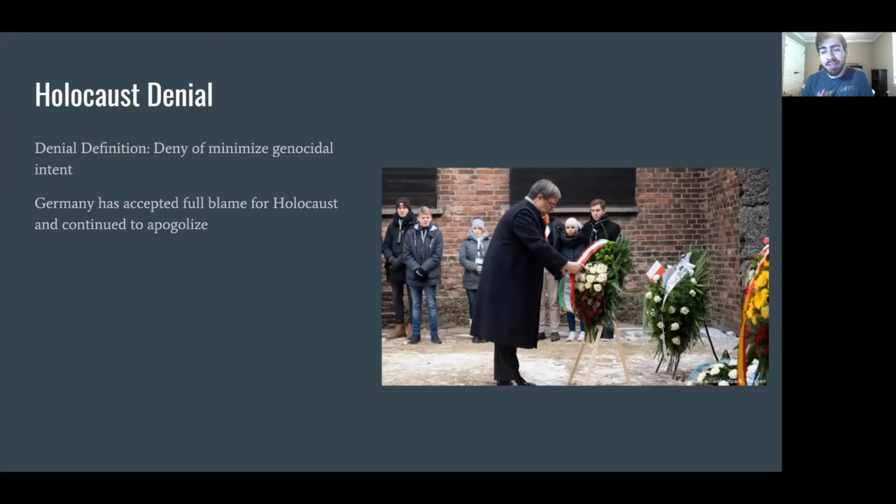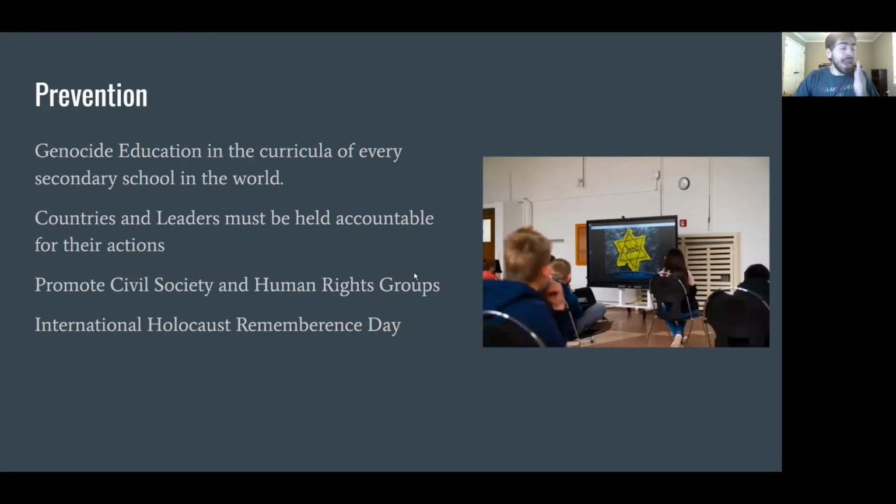Germany has actually done a very good job in dealing with the Holocaust. Contrary to many of the other genocides that have occurred in history, they've accepted full blame for the Holocaust, they continue to apologize, and they've set up an International Holocaust Memorial Day. However, it's important to note that in recent times it has begun to get worse. Many people in the modern era have a hard time even picturing how the Holocaust could have happened and are beginning to deny that it existed. This is extremely dangerous because if people do not know about history, it is bound to repeat itself, which is where we go into the final and most important thing.